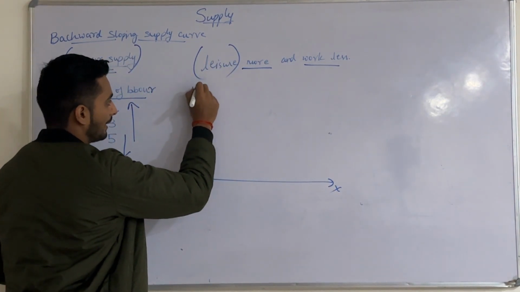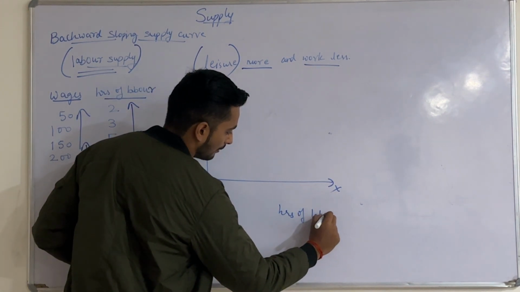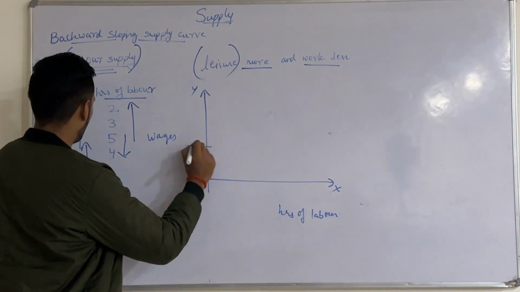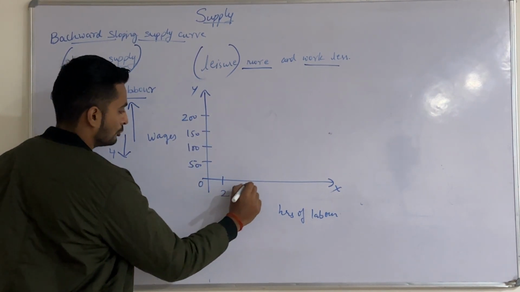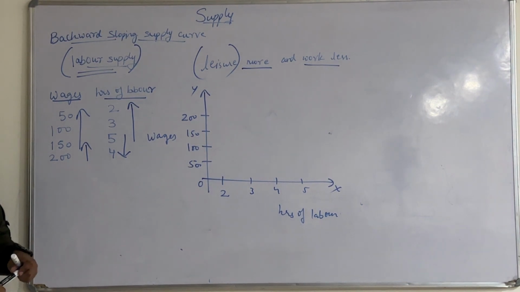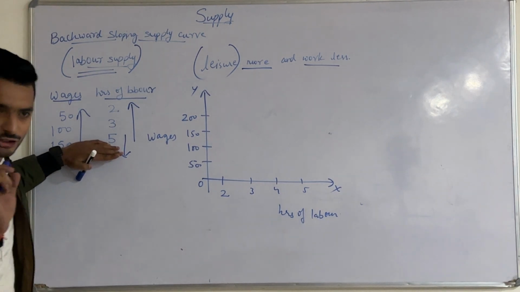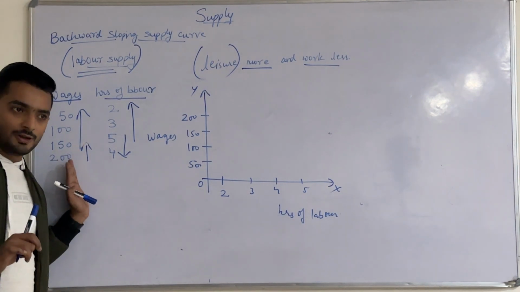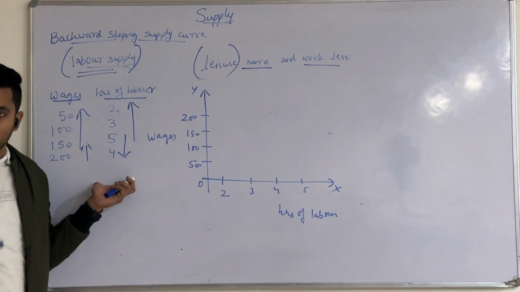On the axes, with origin point, suppose wages and hours of labor. Now, wages are 50, 100, 150, 200, and hours are 2, 3, 4, 5. Now you can see that first there is a direct relation between hours of work and wages. But after he is getting more wages, he is working less. That shows an inverse relation between his work and his wages, right?